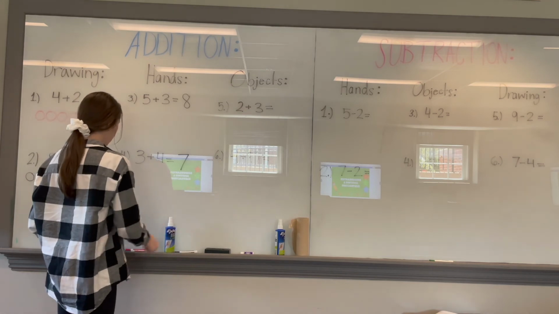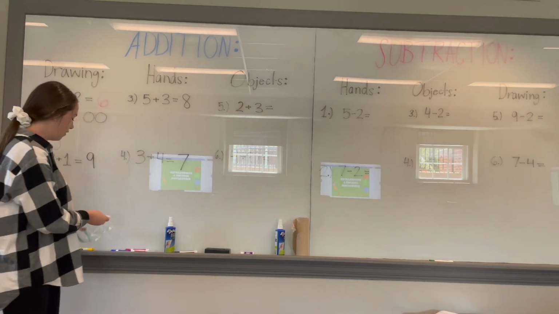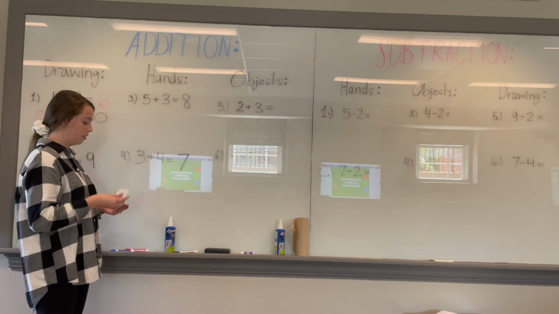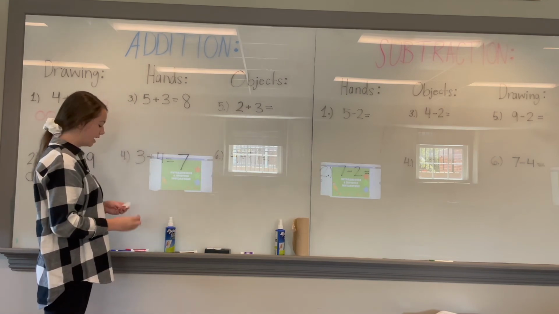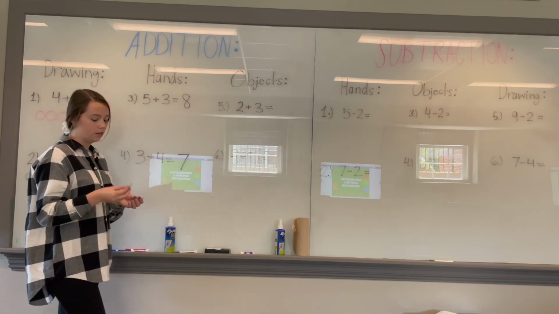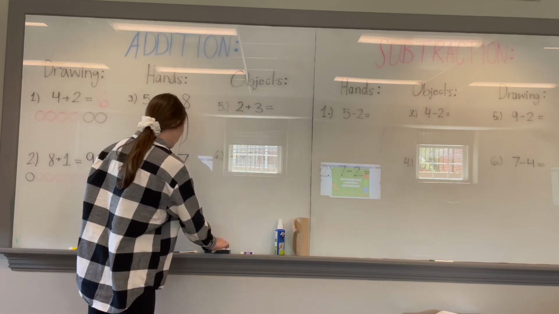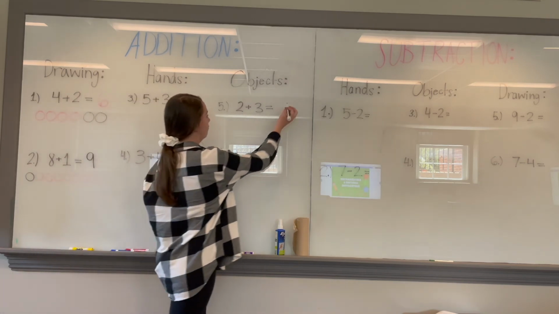Next, we're going to do addition using objects. So we know first that we have 2 teddy bears. 1, 2. So then we are going to add 3 teddy bears to these teddy bears. 1, 2, 3. If we counted all our teddy bears that we had laid out in front of us, we would know that we have 5 teddy bears.